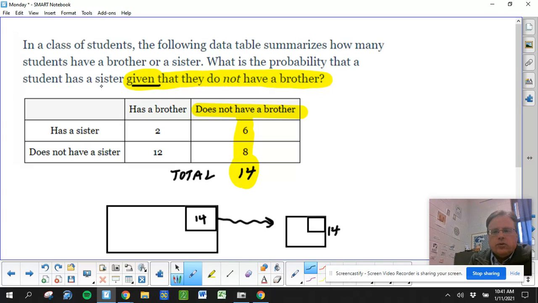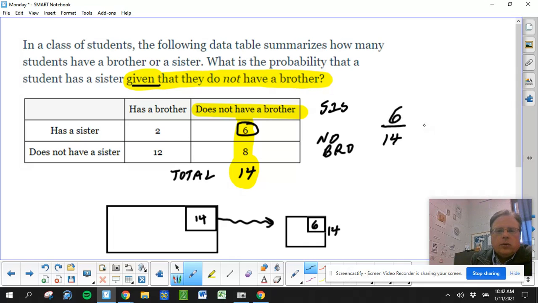Now, they want them to have a sister. So sister only, no brother. Sister only is 6 out of all the people who don't have a brother. So there's 6 people out of 14 that meet this probability. So of just the people who do not have a brother, I'm going to put no bro on the bottom, and on top I have a sister. All right, so of those 14, only 6 work. And then if I take 6 over 14, it reduces to 3/7. And so my answer is 3/7.